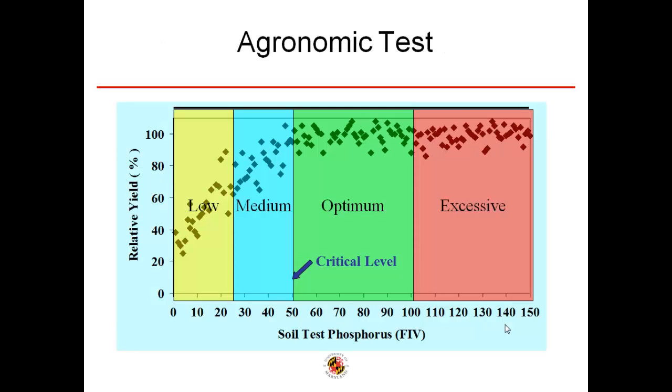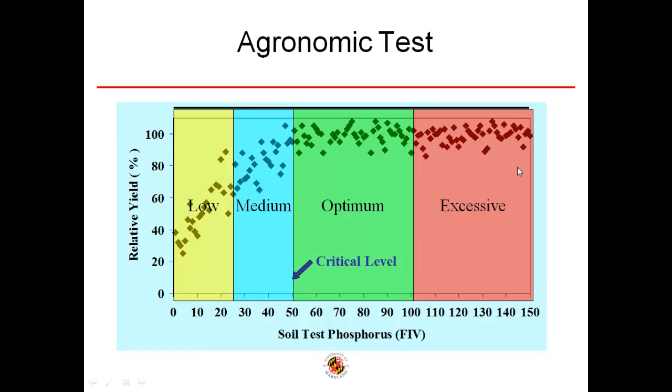Everyone should have seen this at some point. This is an agronomic soil test for phosphorus. It could be for anything, where we have a soil test value on the x-axis and relative yield on the y-axis. When your soil test is low, you're going to lose yield if you don't apply phosphorus. Medium, there's a probability you're going to lose some yield. And then in the optimum range, you've maximized your yield.